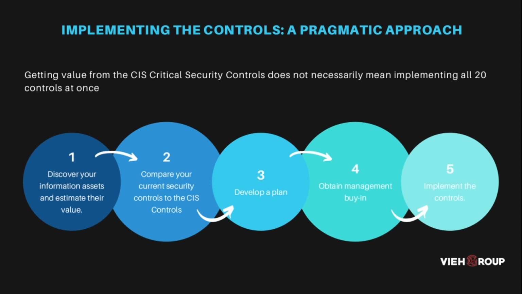The third point is to develop a plan for adopting the most valuable new security controls and improving the operational effectiveness of your existing controls. The fourth point is obtaining management buy-in for the plan and forming line-of-business commitments for the necessary financial and responsible support. The last point of this implementation is to implement the controls.